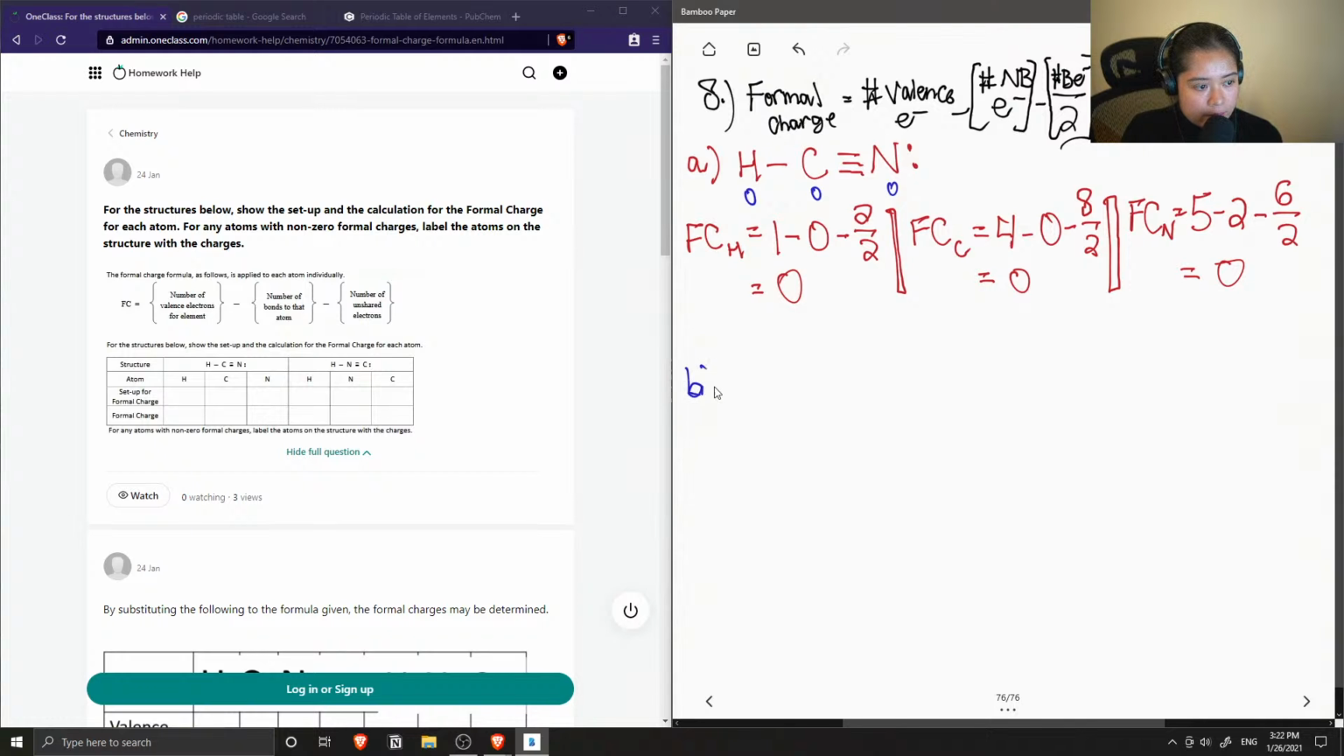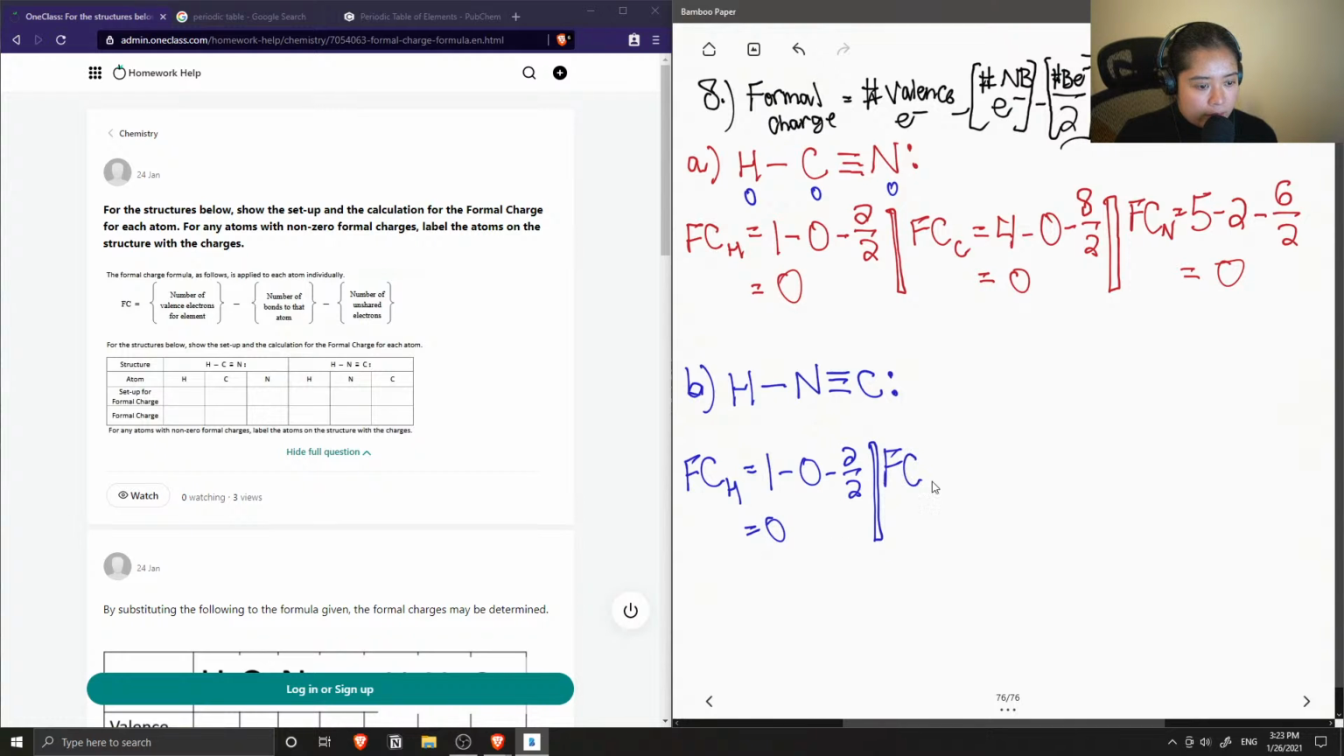So now let's do the same thing for our second structure. We have hydrogen single bonded to a nitrogen, and then it looks like we have, this might be another triple bond to the carbon, and then a lone pair on that carbon as well. So if we calculate the formal charge of our hydrogen, notice that it's the same as the top. There's only 1 valence electron, 0 lone pairs, and 1 bond, so 2 bonding electrons. We still get a formal charge of 0.